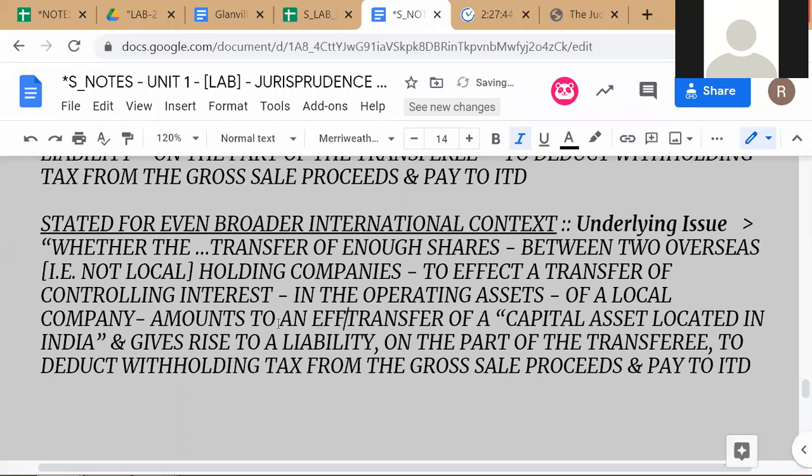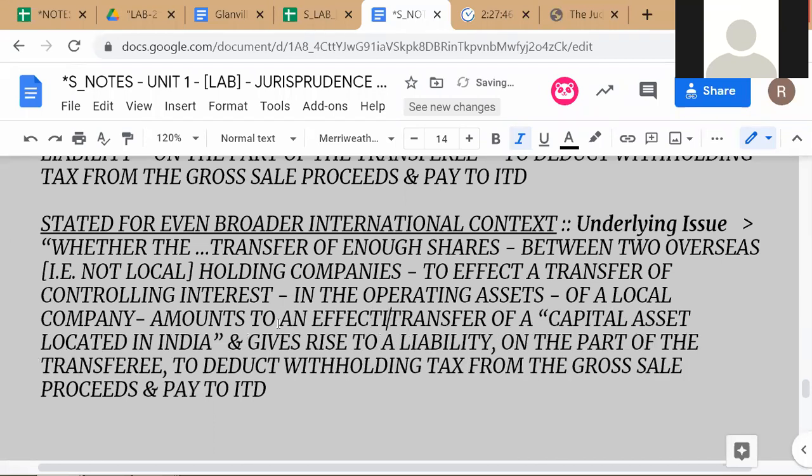Let's write it this way. You see, I'm trying to write the underlying issue as a general principle. Amounts to an effective transfer. Okay, effective means in the eyes of the tax law, this will be seen as an effective transfer. Amounts to an effective transfer of local assets.